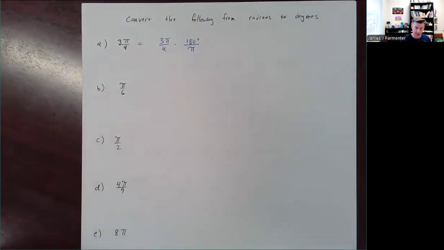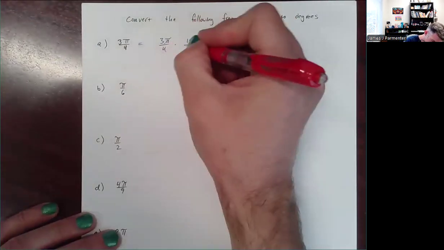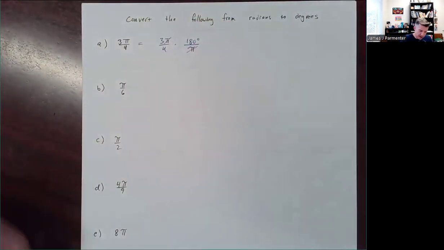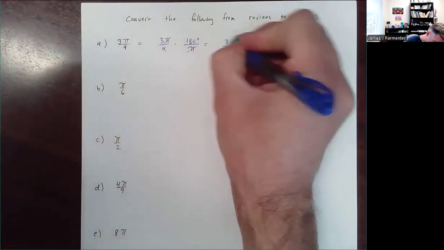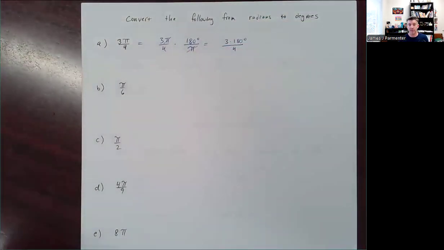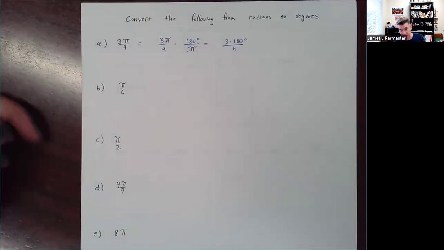So two important things happen here. First, the pi's cancel. And now I have 3 times 180 degrees divided by 4. And here's what I would recommend. You can either do the multiplication first or the division. So you could do 3 times 180, which is 540, and then divide that by 4, which is going to be, I don't know, something. Or you can do the division first, but I usually find it to be easier.